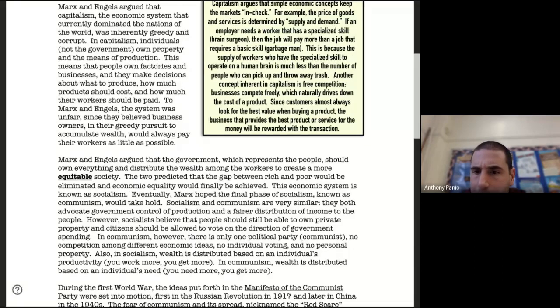However, socialists believe that people should still be able to own private property, and citizens should be allowed to vote on the direction of government spending. All right, so socialism is not as intense as communism. Okay, there's still some freedom in socialism. In communism, there's no freedom. Okay, that's a whole other thing we'll talk about later on when we get more into the Soviet Union. In communism, however, there's only one political party. There's no competition among different economic ideas, no individual voting, no personal property, no basic freedom, basically.